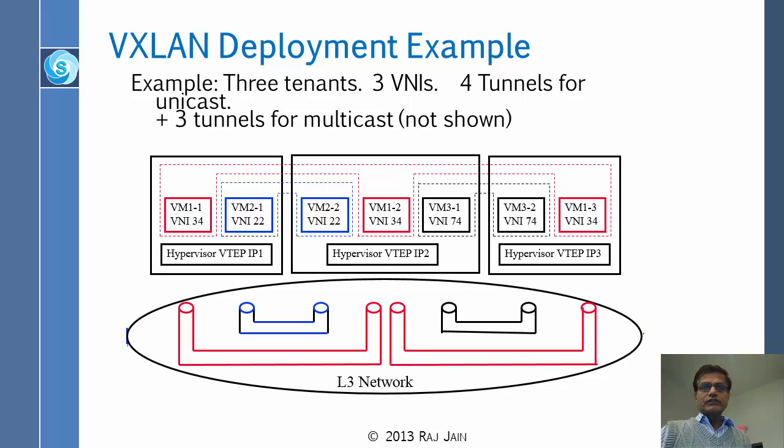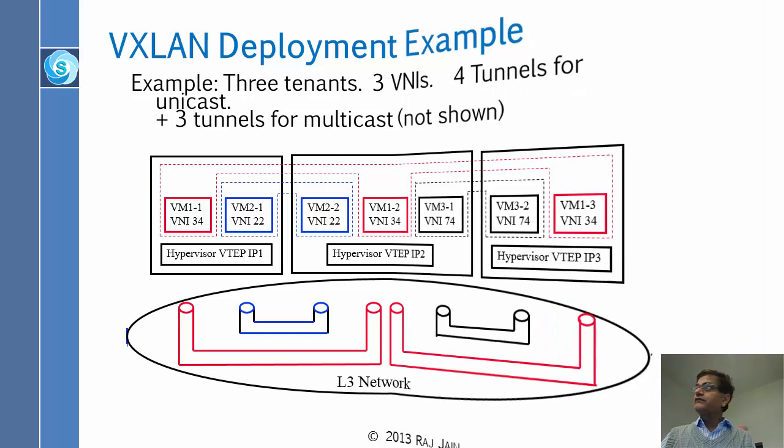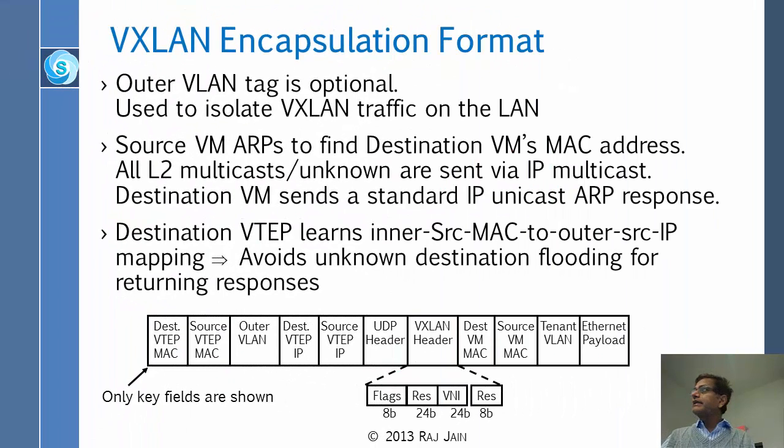Alright, so this one shows 3 tenants, 3 virtual networks, and we have shown 4 tunnels for unicast, plus 3 tunnels for multicast which are not shown. So the encapsulation format is that we take whatever you want to send, which is the Ethernet packet, we put a VXLAN header in front of it, and then we take the whole thing and put it into UDP in IP.